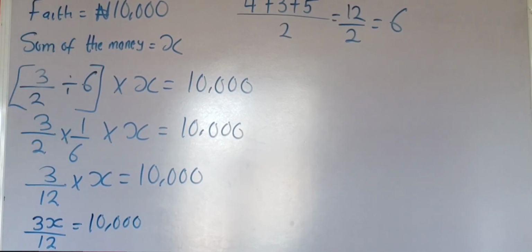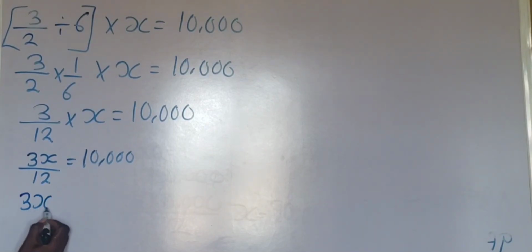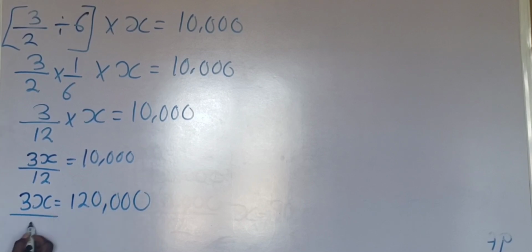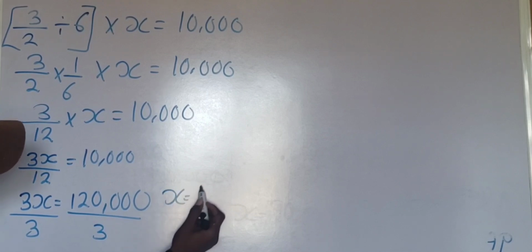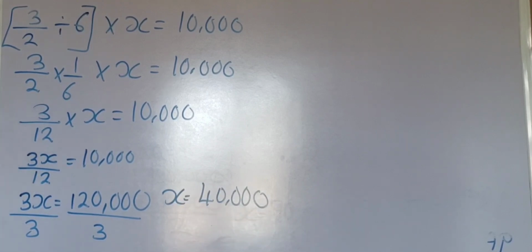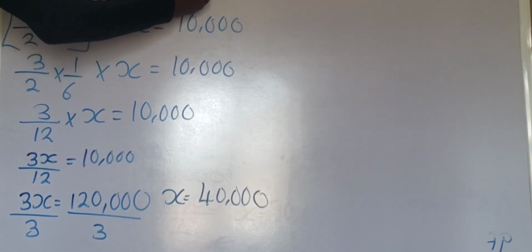Now we have gotten to this point. What are we going to do? Just cross multiply. So we are going to have 3x is equal to 120,000. Divide this by 3 and this by 3. X is equal to 40,000. So the sum of the money that was shared between the three of them is 40,000. That is the answer.